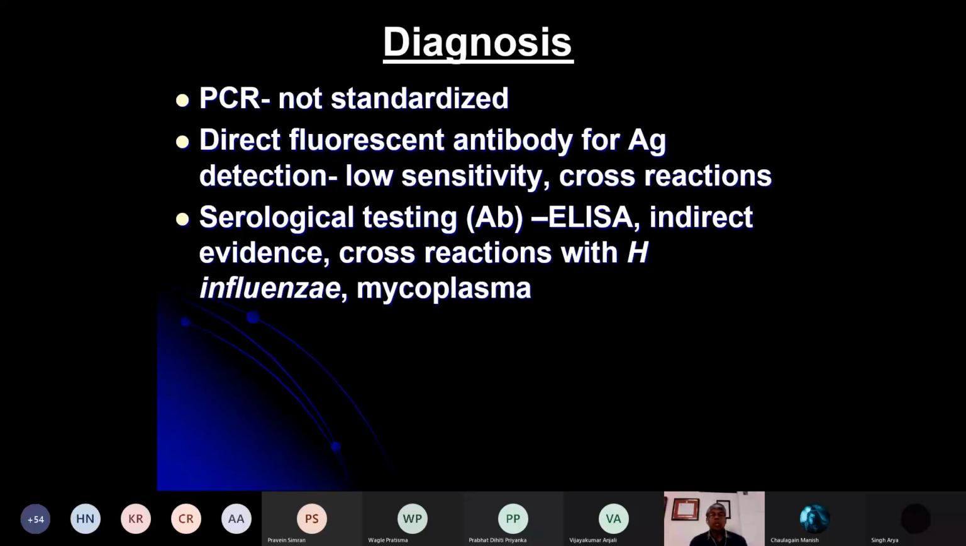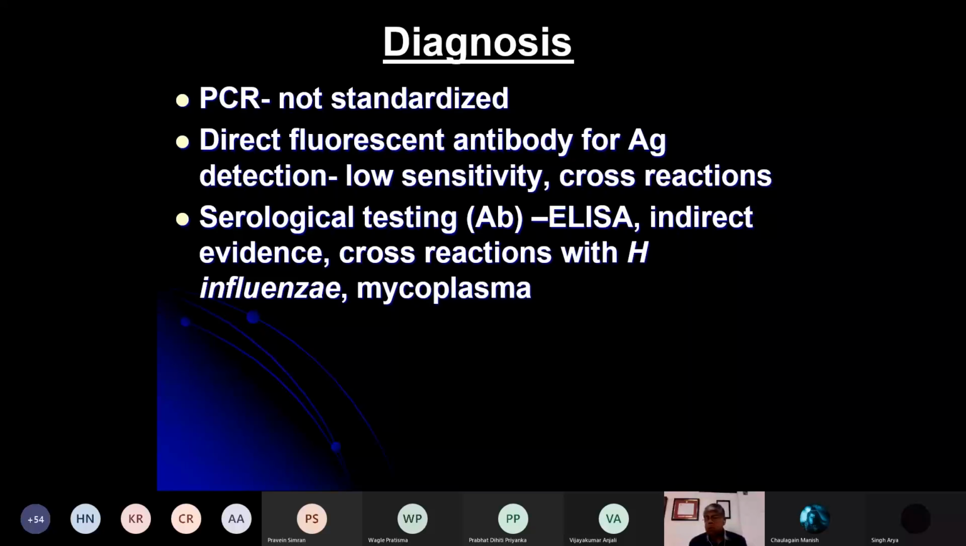Another way could be by ELISA, to estimate the antibodies. But antibodies will form only after about 14 days. By that time, the child will be suffering. And antibodies could be having cross reaction with influenza, mycoplasma, so many other things. Not a very sensitive method.